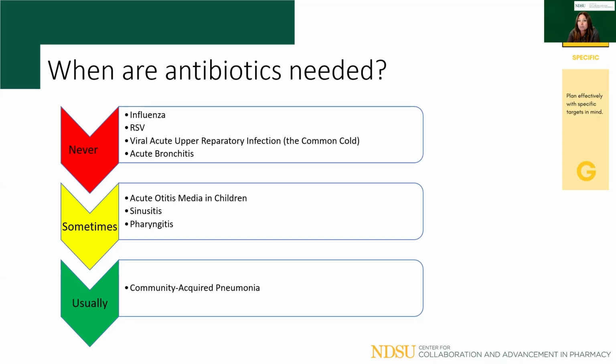And then there's ones that we should really never be prescribing antibiotics for, such as influenza, RSV, acute viral upper respiratory infections, and acute bronchitis. Because those are viral infections and antibiotics really will not do a thing and you could be causing harm to your patients. So for my goal, I picked our never indications for antibiotics to focus on.